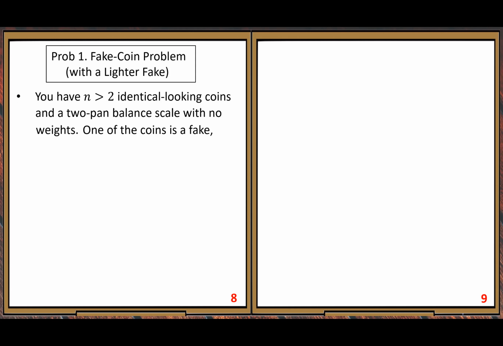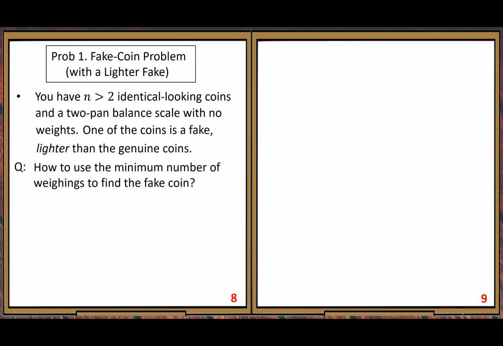One of the coins is fake, lighter than the genuine coins. This is a puzzle problem. Question: how to use the minimum number of weighings to find the fake coin? Because we want to find the best solution, you need to use the minimum number of weighings to find the fake coin.